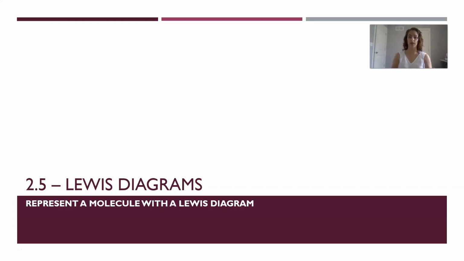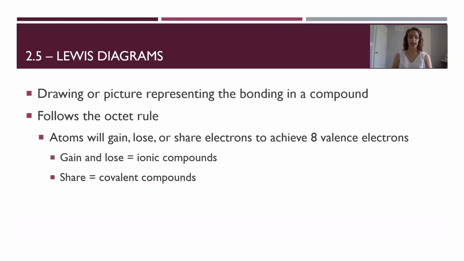Topic 2.5 is about Lewis diagrams. So the objective for this topic is pretty straightforward: represent a molecule with a Lewis diagram. We're going to go through some of the rules and then we are going to look at an example.